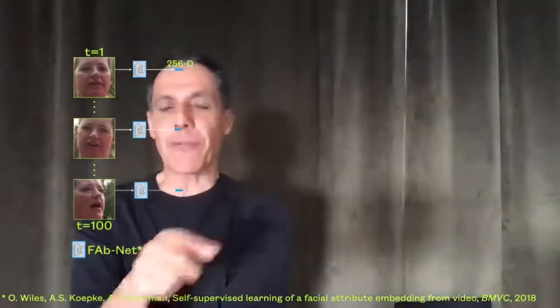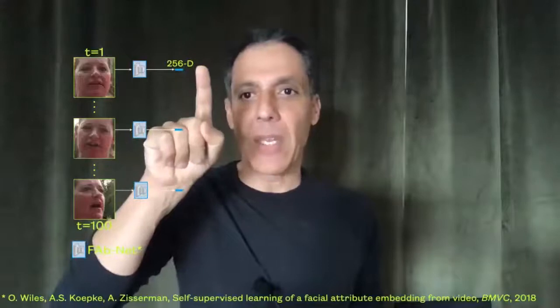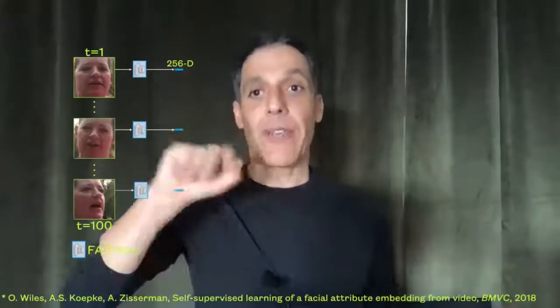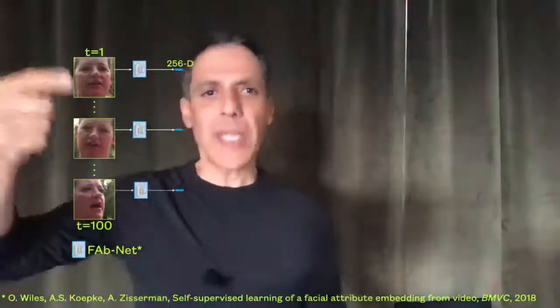So here's what we're going to do to try to tidy this up a little bit and eke out a little bit more performance. We're going to start with FabNet. So FabNet is a deep neural network that captures the appearance of people. And basically what it does, it takes a single image and it extracts a 256-dimensional vector that represents a person's appearance. Okay.